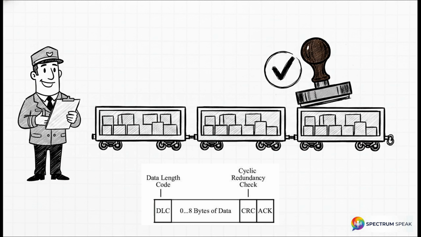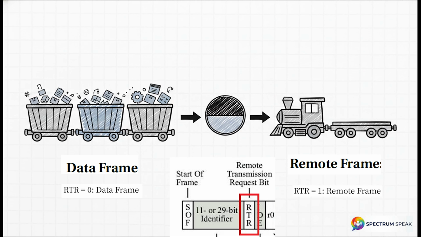Following the cargo is the CRC field. This acts like a mathematical security seal, basically proving that no cargo was tampered with or corrupted during transit. And finally, we have the ACK slot, which is the receiving station's stamp of approval confirming the train arrived completely intact. Now, it's worth mentioning that not all trains are hauling cargo.